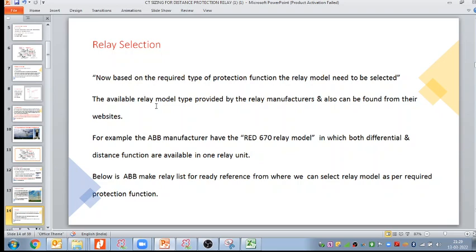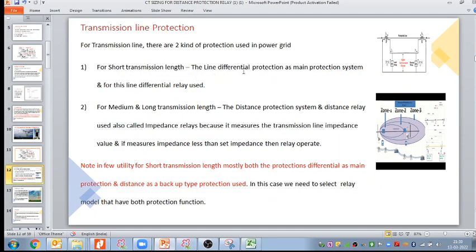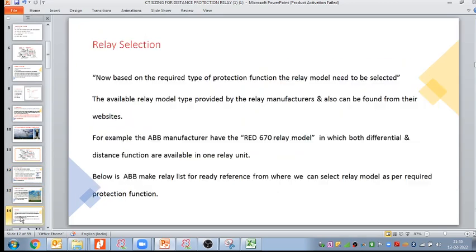If we take the ABB manufacturer, they have the RED670 relay model. In this relay model, both differential protection and distance protection functions are available in one relay unit. So if my distance is short, I will take this model and we can use both types of protection. So in that case, I can take the RED670 relay model.